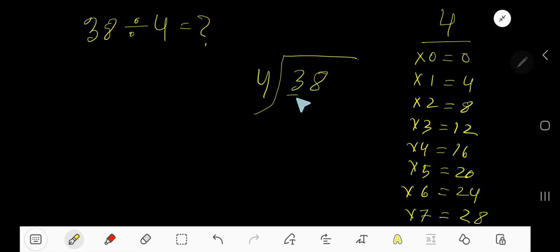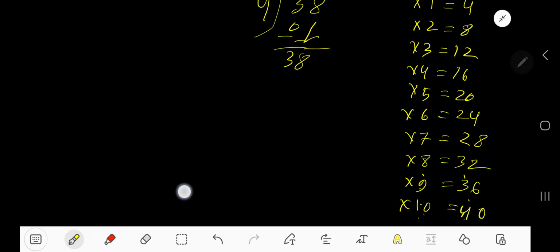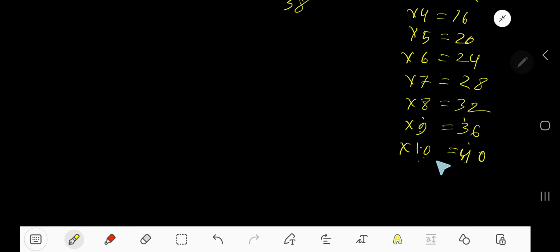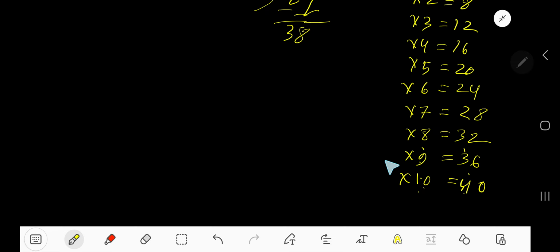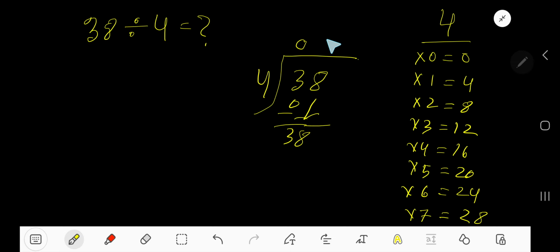4 goes into 3 how many times? 0 times, as 3 is less than 4. 0 times 4, 0. Subtract 3. Bring down this digit, 38. 4 goes into 38 how many times? 10 times is 40, which is greater, so 9 times, 36.